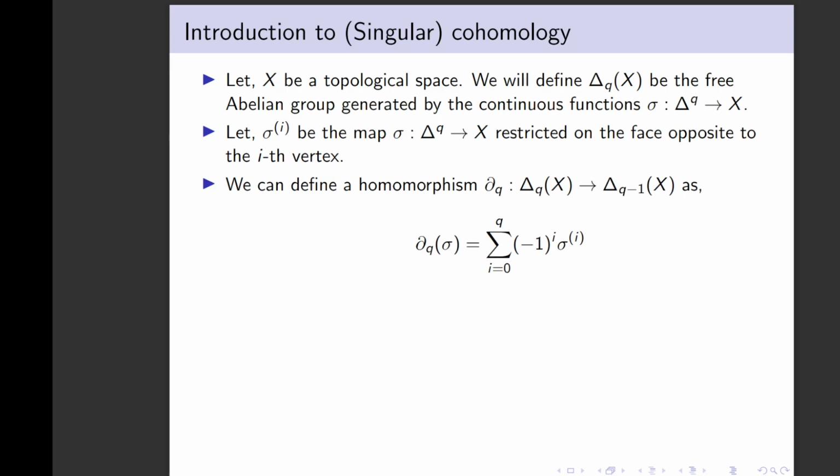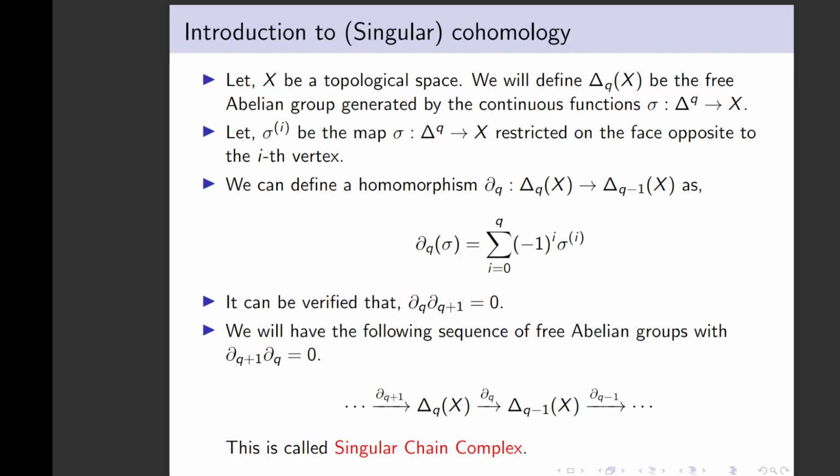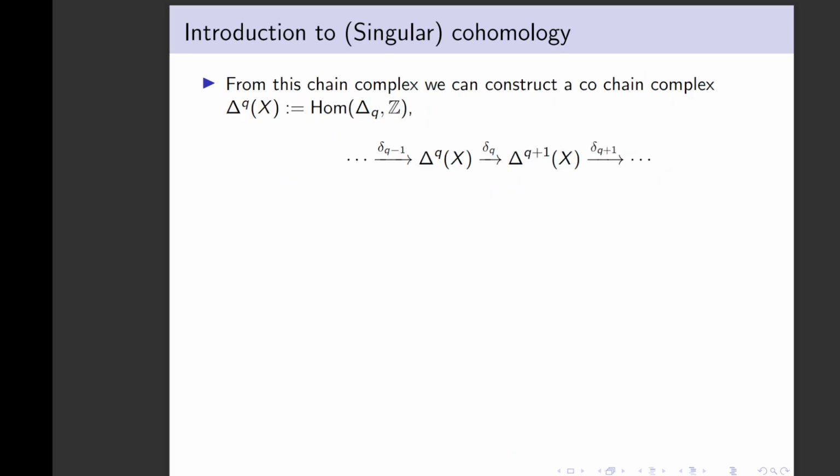So now from the above, I will define a differential delta q, which is a map from delta q x to delta q minus 1 x. It is defined by this: whenever we have a continuous map sigma, delta q will take this to the summation, up to some sign, of this sigma i. Here it can be verified that the composition of delta q and delta q plus 1 is 0. So we have this sequence where the composition of two consecutive differentials is 0. In general, we call them a chain complex, and for this setup, we will call them a singular chain complex.